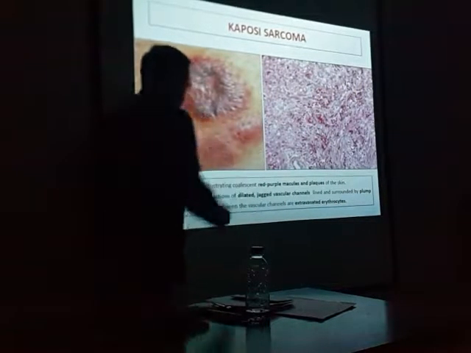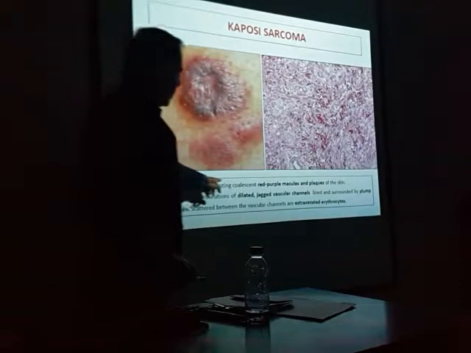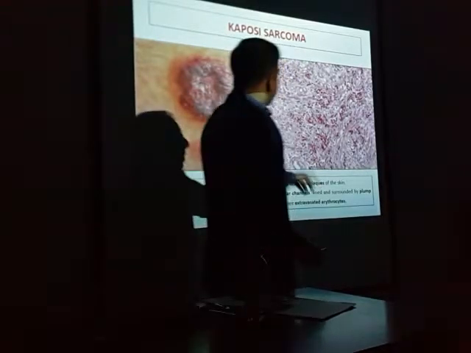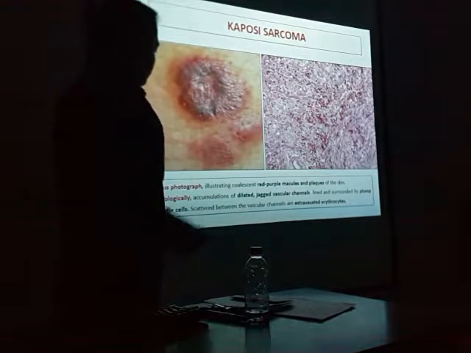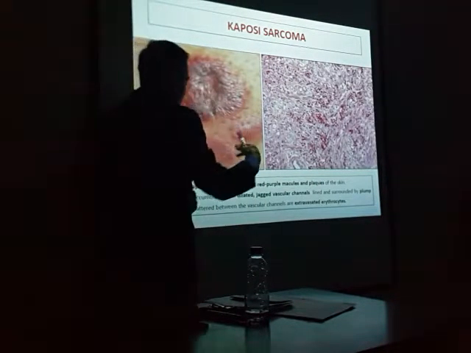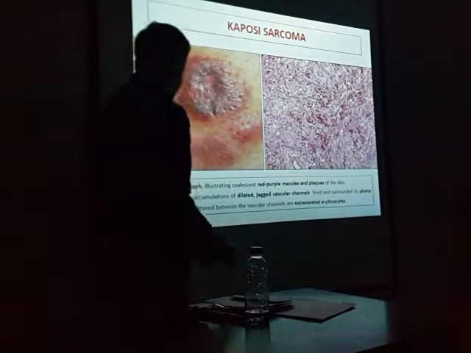So the gross photograph is here. You see coalescent red purple macules and plaques of the skin. Okay. Many, 1, 2, 3. So they are coalescing papules and plaques.